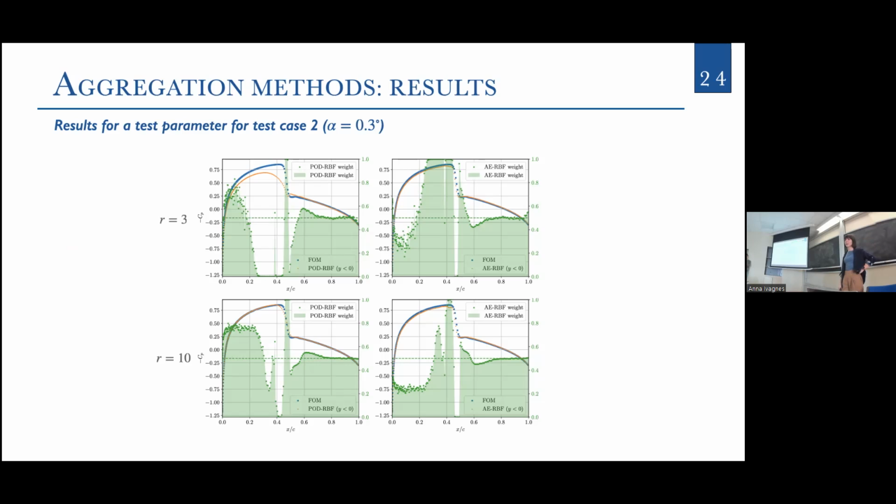Which autoencoder have you used here? Do you remember the layers? No, all the autoencoders are small. We had three layers with 50 neurons, 20 neurons, and the final dimension.